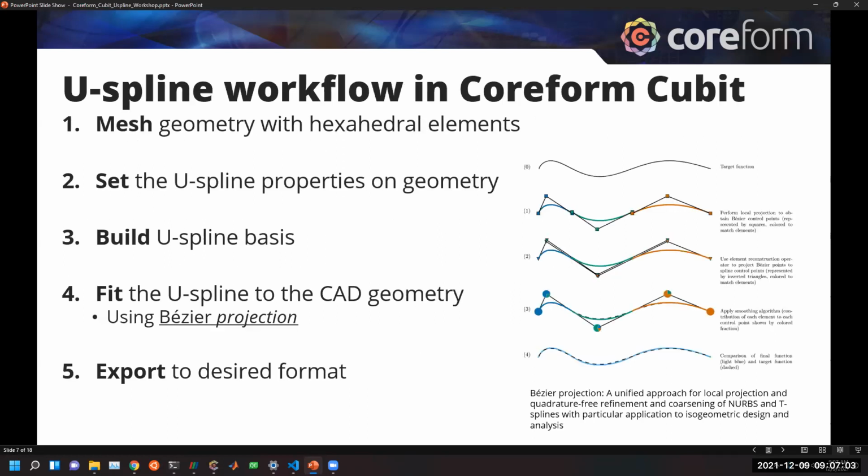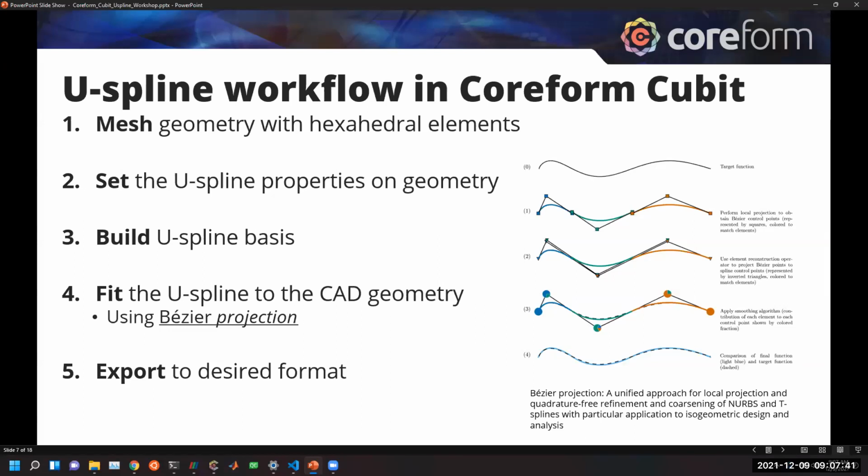So at a high level, before we dive into the demos, there's a general workflow in Coreform Cubit for building U-splines. I want you to pay attention to the bold letters that I've got here: mesh, set, build, fit, and export. I bolded the commands that are Cubit commands, or at least that start the Cubit commands. And this is your general process: we're going to mesh our geometry with hexahedral elements, or quadrilateral for surfaces, with these elements.